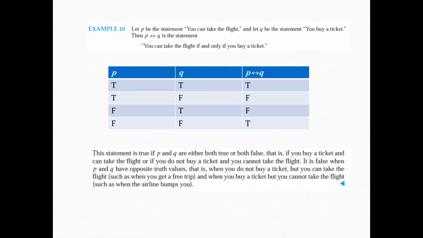So here is the truth table. This statement is true if P and Q are either both true or both false. So the biconditional is true if and only if both P and Q are either true or false. That is, if you buy a ticket and can take the flight, or if you do not buy a ticket and you cannot take the flight. It is false when P and Q have opposite truth values. So in simple words, if P and Q have opposite truth values, then P if and only if Q is false.